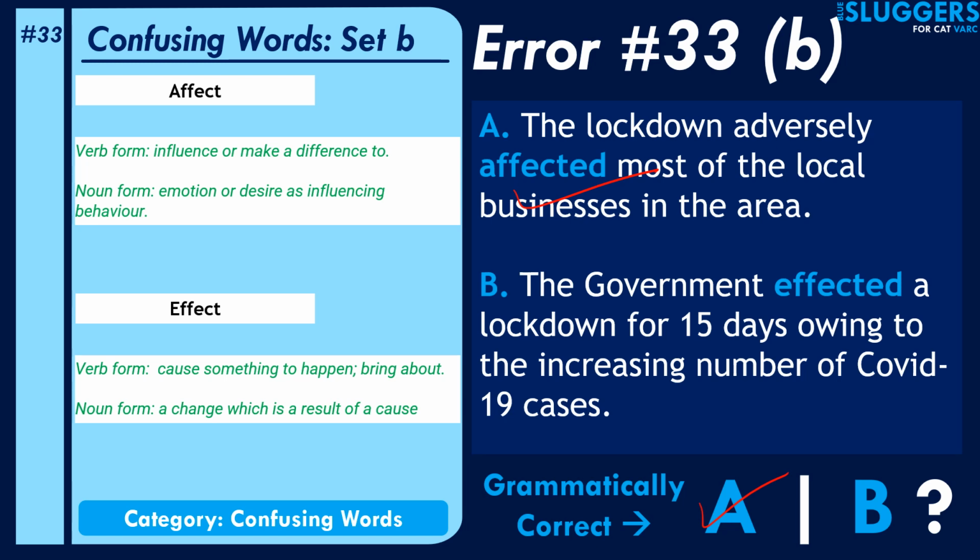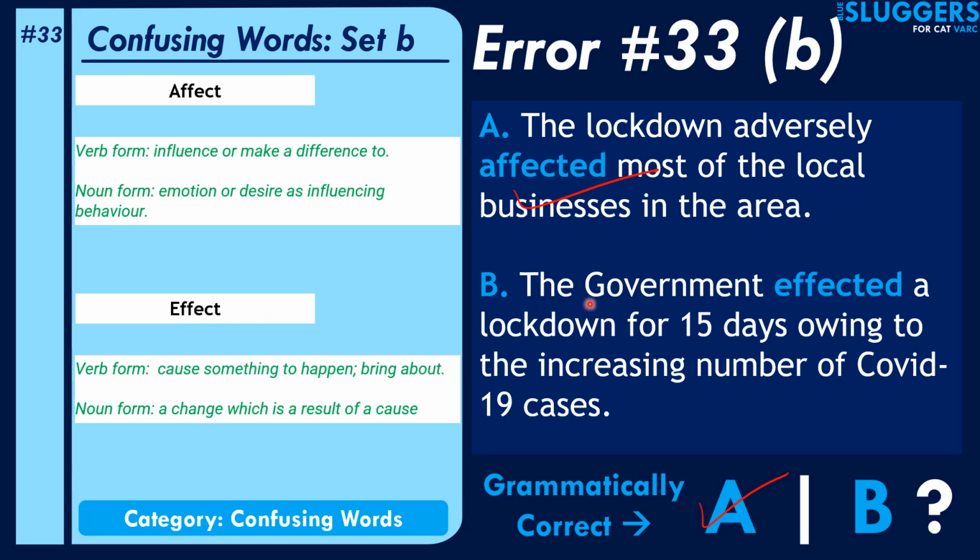Effect, on the other hand, is basically something that has been caused. It's the result of an action. This happened and hence this was the effect. That is the noun form, the final result of the cause. To effect a change means to cause something to happen. That is the verb form of the word effect.